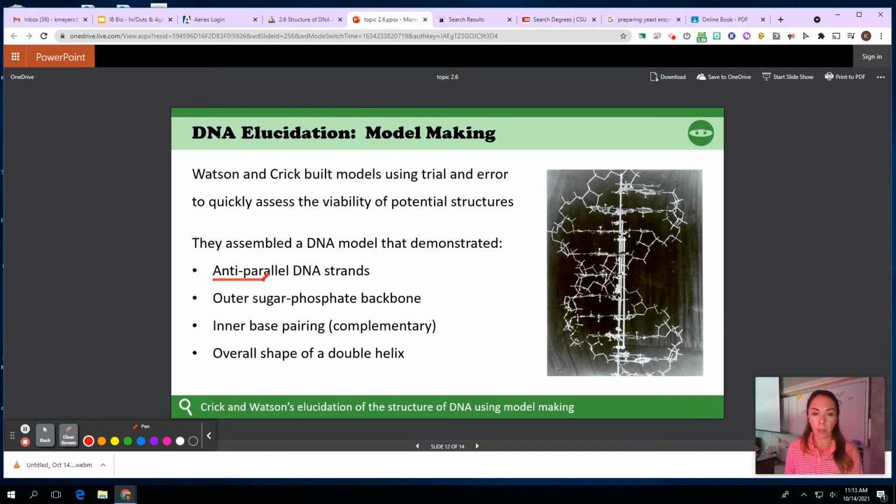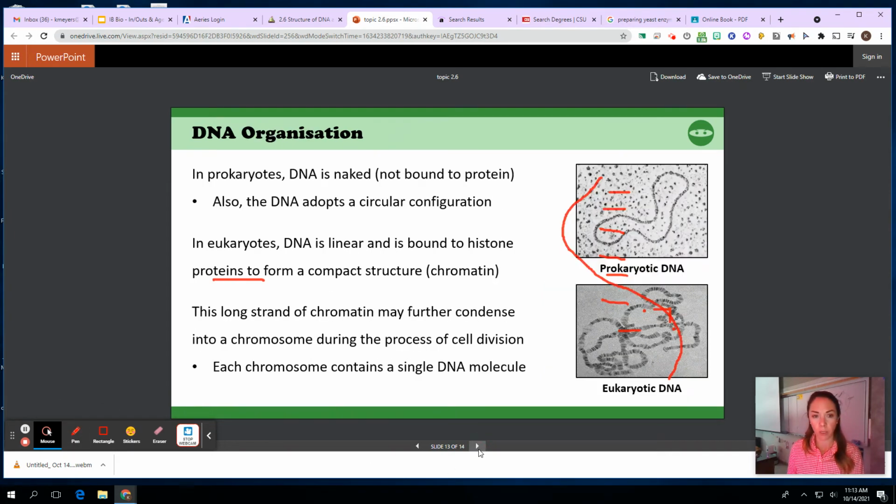I've got my anti-parallel DNA strand, so the 5 to 3, 3 to 5, right? I've got my outer sugar right here, my phosphate, they're put together with those phosphate bonds here. Here are my sugars. I've got my bases, the rungs here in the middle that are complementary, right? And this overall shape forms a double helix, and the importance of that double helix is for fitting that much DNA in a small part. So that is our current model of a DNA strand.